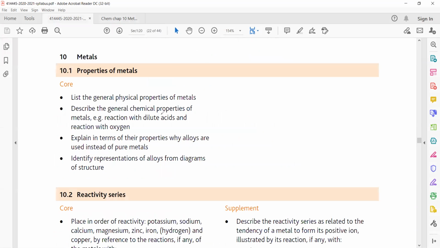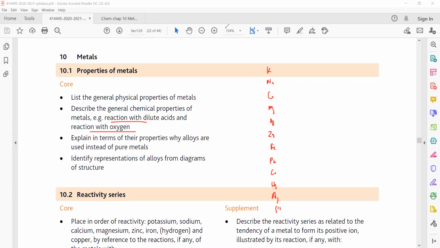Then describe general chemical properties of metal, for example, reaction with dilute acid and with oxygen. So reaction with dilute acid: not all of the metals react with dilute acid. When we write the reactivity series, we have potassium, sodium, calcium, magnesium, aluminium, zinc, iron, lead, copper, mercury, silver, gold, and platinum.